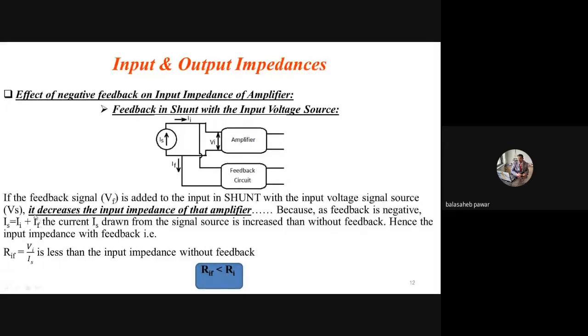And when If will be there, that means more current will get drawn from the signal source, and that is Is, and hence the input impedance with feedback, that is RIF equals to Vi by Is, is less than the input impedance without feedback. Okay, that means what? See, as Is is increasing in this case by using the negative feedback, as more current gets drawn from the signal source, current source, and its effect, again it is inversely proportional. RIF is inversely proportional to Is. Now as Is is increasing, that means RIF will get decreased. So in case of shunt type of mixing, we concluded that RIF is less than RI.